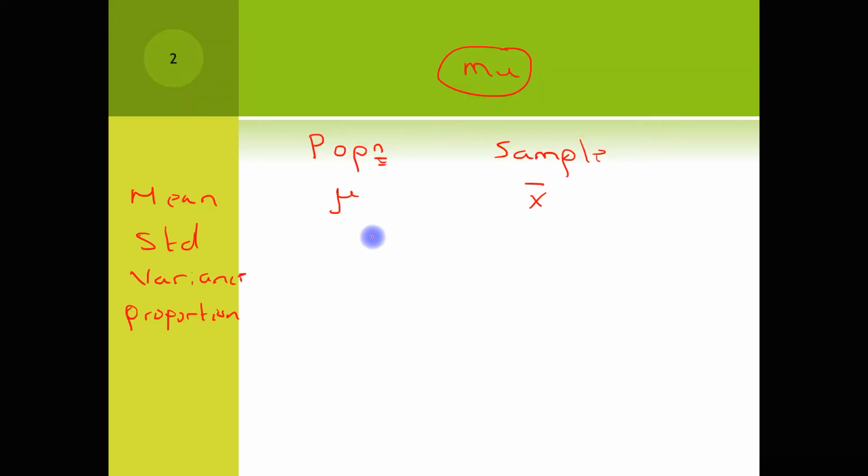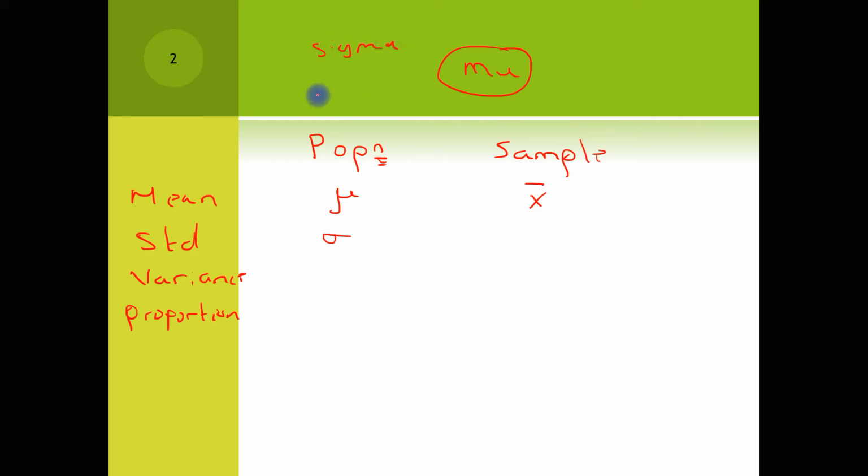So this is why you need to understand properly that these are two different measures that we are discussing. And of course, if you have to denote them, you have to denote them differently. One is mu, one is x bar. And what are the notations that we are going to use for the others? For the standard deviation, for example, we are going to use sigma.